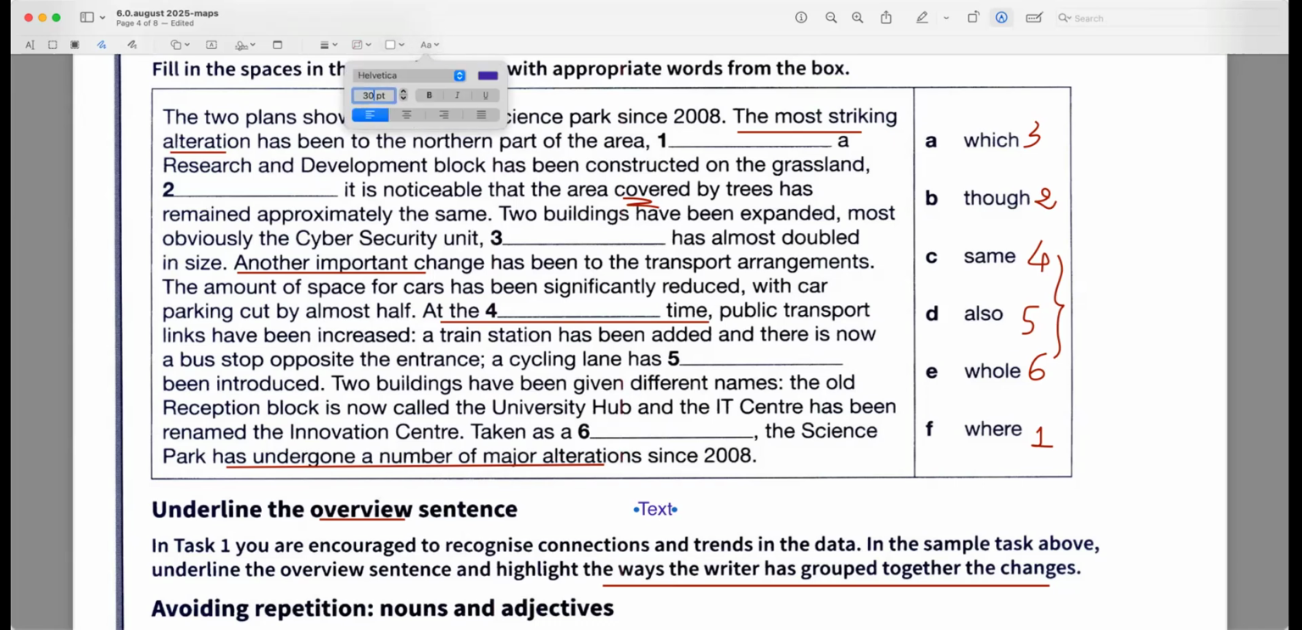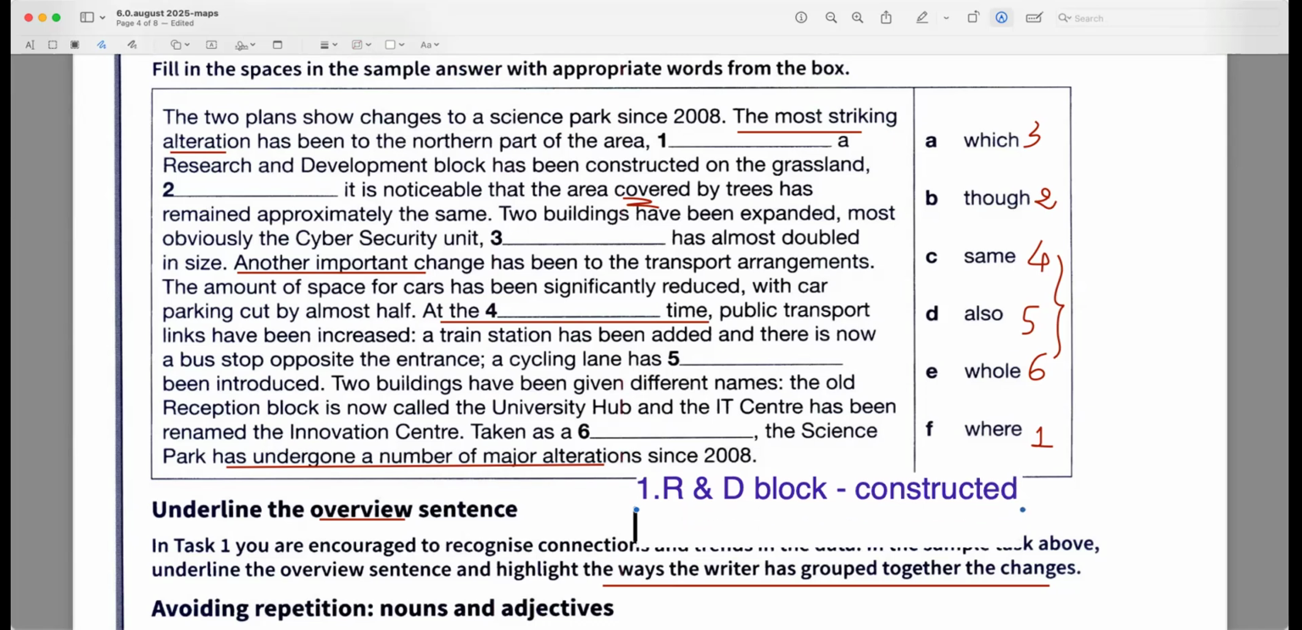Okay, now first let's find out. Me, please tell me the first change the writer mentioned. The first change the writer mentioned is about the northern part of the area, where research and development blocks have been constructed on the grassland. Okay, so it's more about the research and development block. Yes, has been constructed.